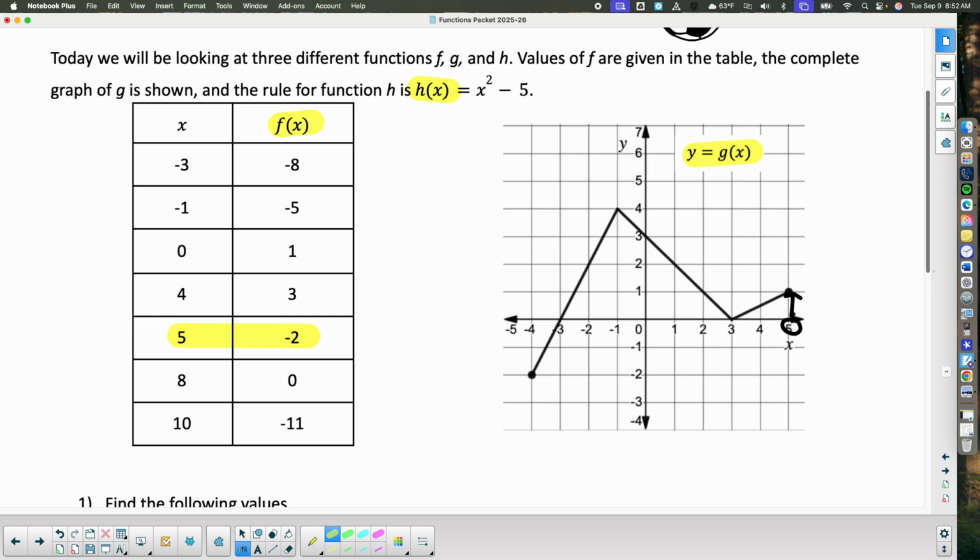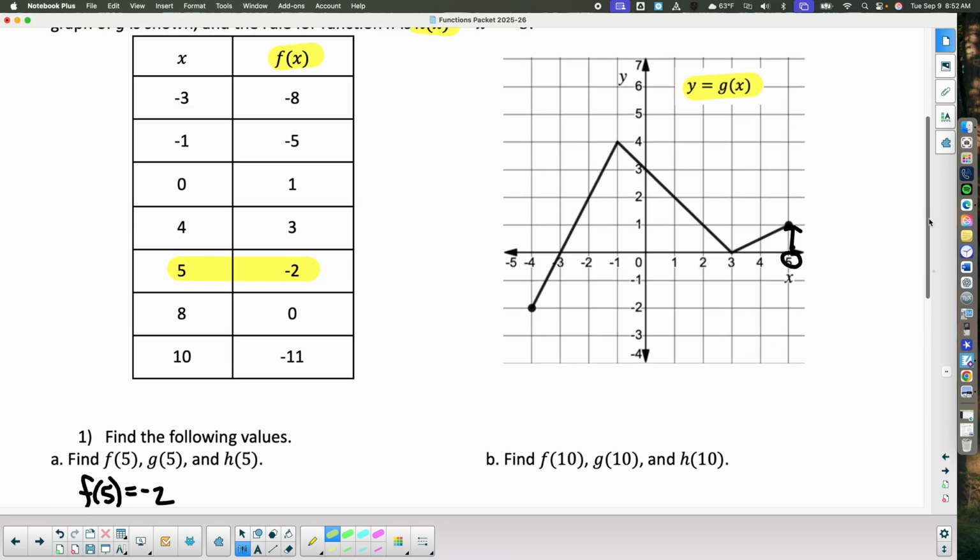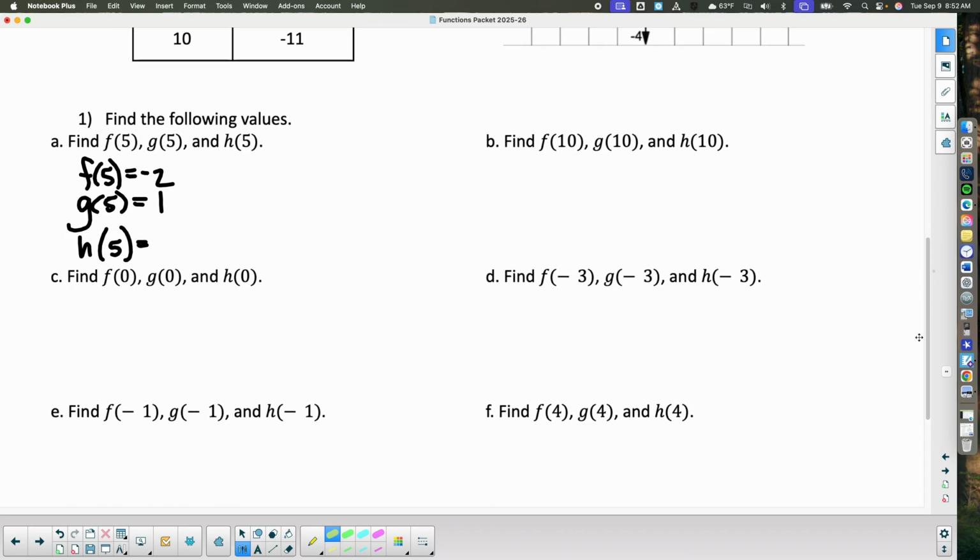Do you want some guidance on how to find H of 5? No, look at that. That's confidence. So you're using the equation. Yeah. What are you going to do with the 5? Put it into the x. Put it in place of the x. So H of 5 will be 5 squared minus 5. 25 minus 5. 20.